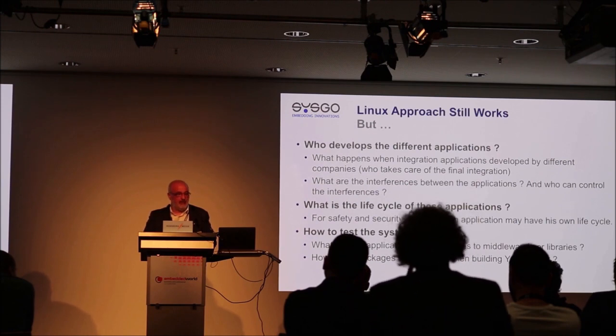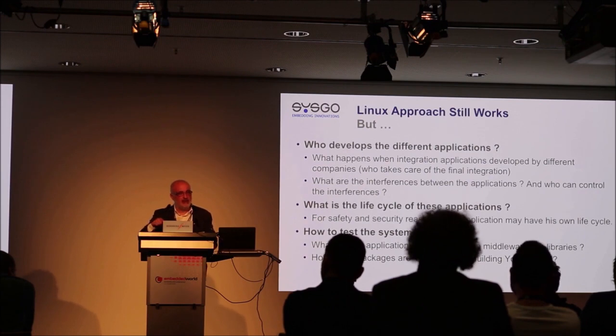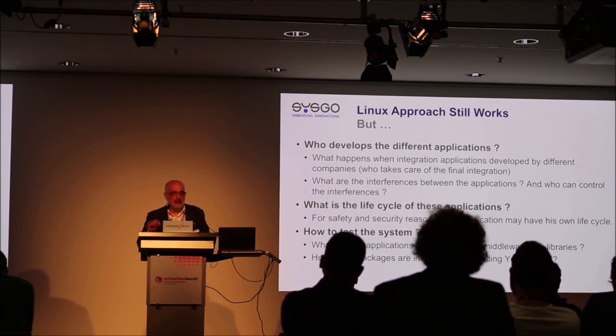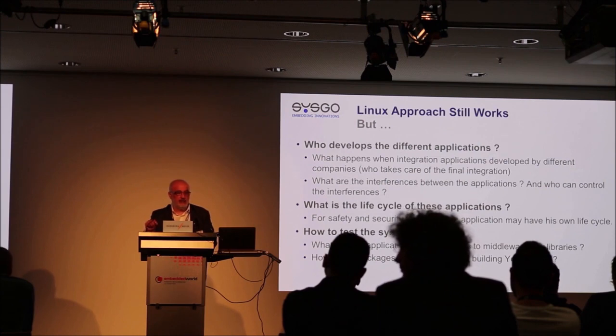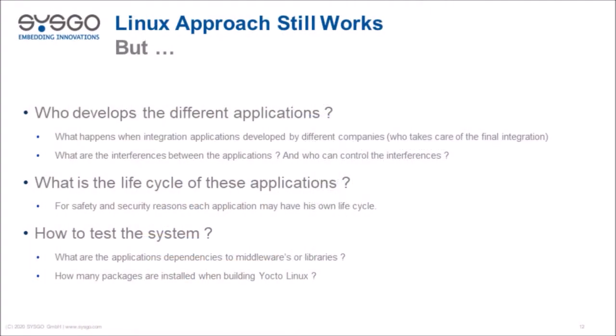And what about the interferences? Interferences in terms of execution timing, in terms of separation, things executing in parallel. What about the life cycle? We're talking about security and safety. Security means that as soon as you find a vulnerability in the system, you need to be able to update the system. Safety means that before updating the system, you need to re-certify it. Okay? So you have some kind of contradictory position.